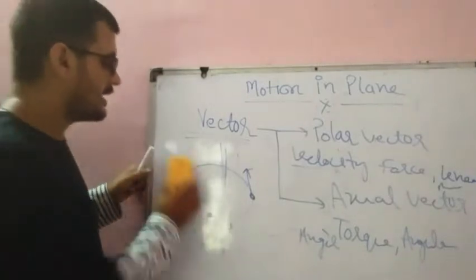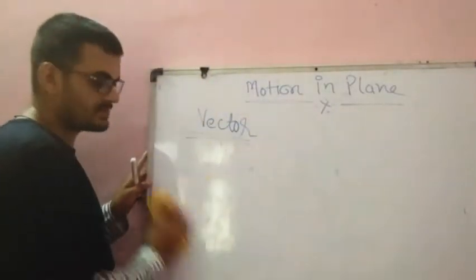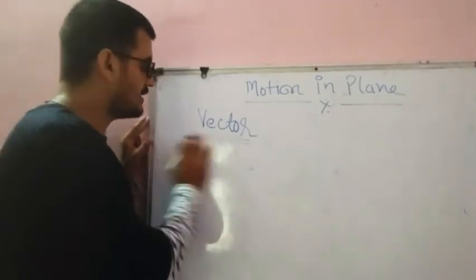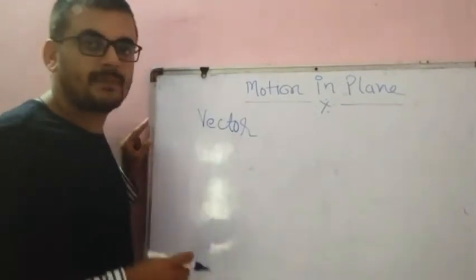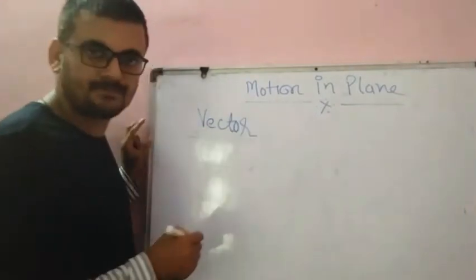I think you got what is the meaning of polar vector and what is the meaning of axial vector. Now I already told you that I forgot to explain one topic, that's why I was a little confused. Okay, now I want to tell you the representation of vector, how we represent the vector.